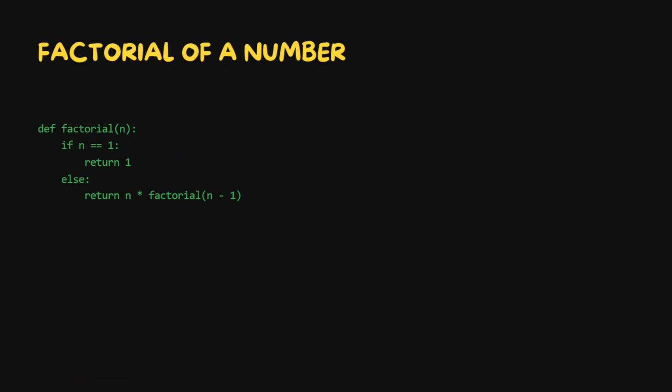We will return n times factorial of n minus 1. We multiply n by the result of factorial of n minus 1. This keeps breaking the problem into smaller subproblems until we hit the base case. So for example, factorial of 5 is 5 times 4 times 3 times 2 times 1, which results in 120.